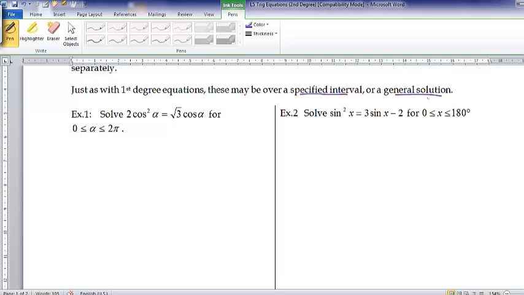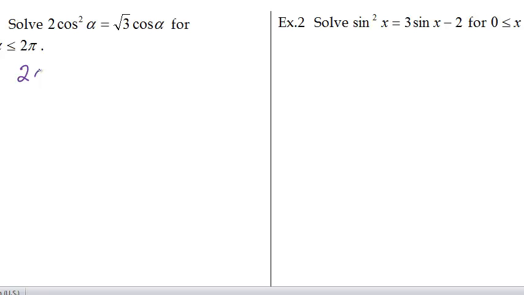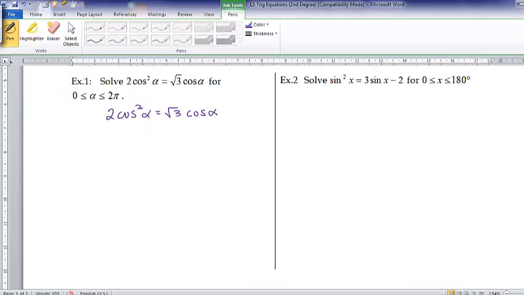And then from last class, we're going to determine the quadrants where we end up using our ASTC rule. Let's look at example one: 2 cosine squared alpha equals root 3 times cosine alpha. So there's going to be either positive or negative, depending on what the function is. Then you're going to find your reference angle, so that's going back to lesson 2. We're just looking in that area.